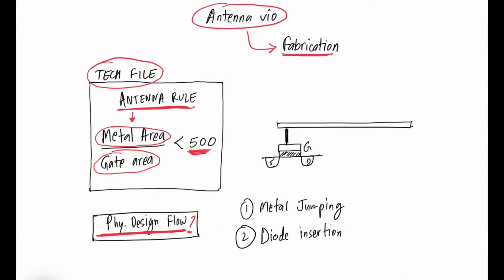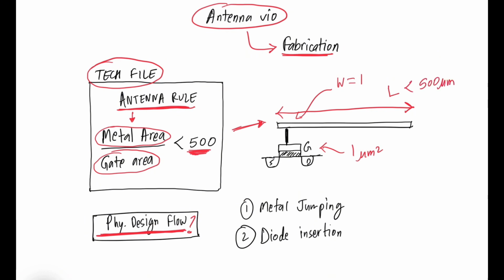So let's take a wild assumption here that the gate area is 1 micrometer square, and the metal which is connected to this gate has a width of 1. Then based on this antenna rule, we can say that the length of this metal should be less than 500 micrometers. Otherwise, there is a potential risk of antenna violations in our design.